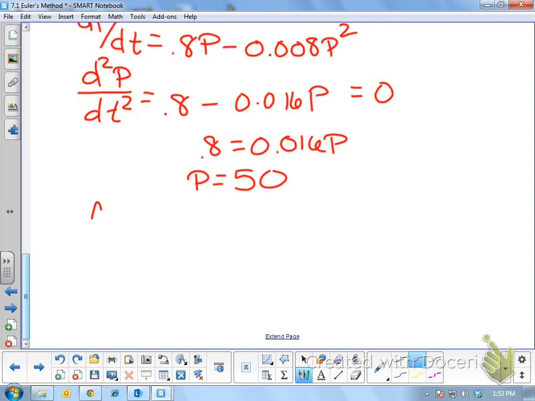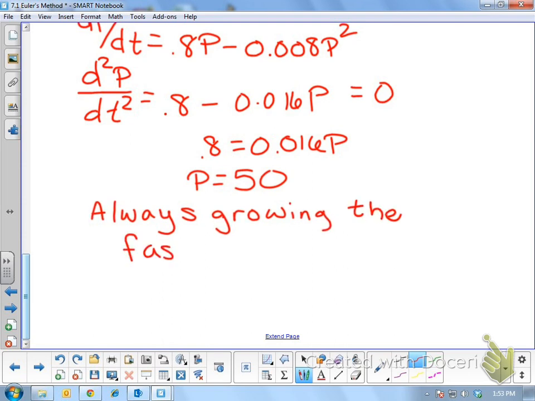So that's always the case. We are always growing the fastest when our carrying capacity is at half, so when m is divided by 2. So again, if that's something you can remember on the AP test, it might save you some time. Otherwise, you could go through and take the derivative and solve, but it would still give you that half amount.